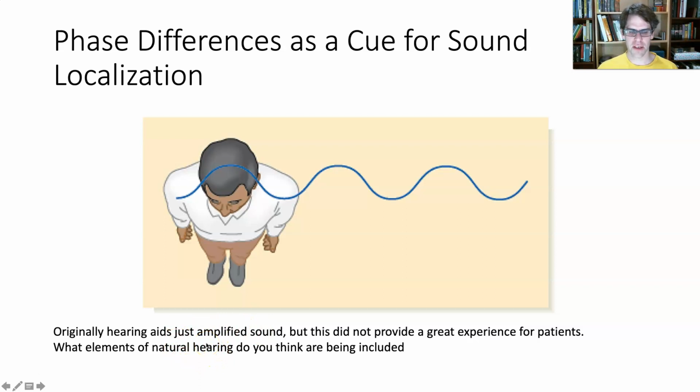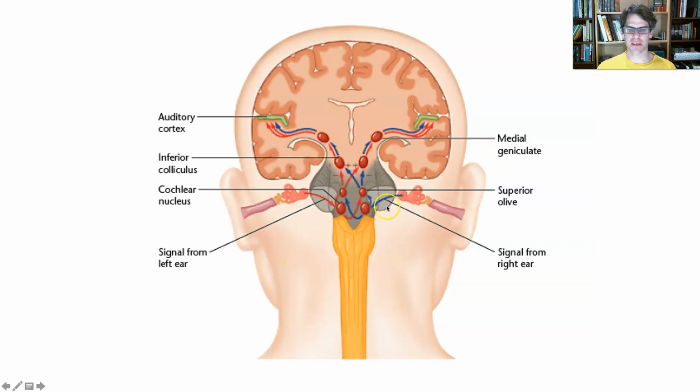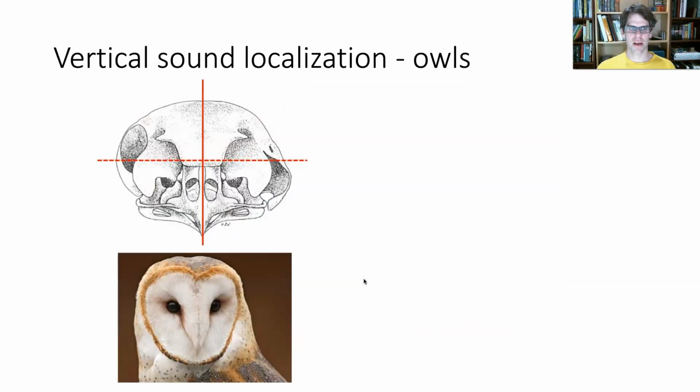What do you think is missing? I would say a key thing is, if we go back to this, look at how quickly our brains are comparing left to right ears. It's happening all the way in the brainstem. If we just have something that's amplifying sound here and here, there are some things that are going to get missed there.